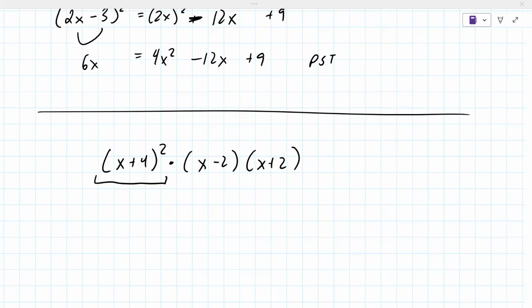Are you doing the whole thing? Yeah, I simplified the x plus 4 squared. Okay. I always forget you do like to do that. You're a good student.